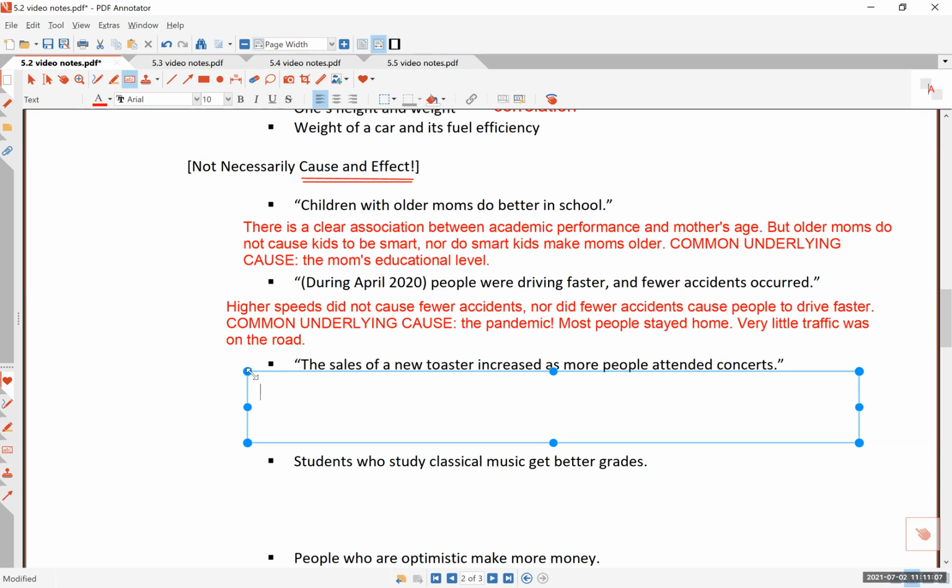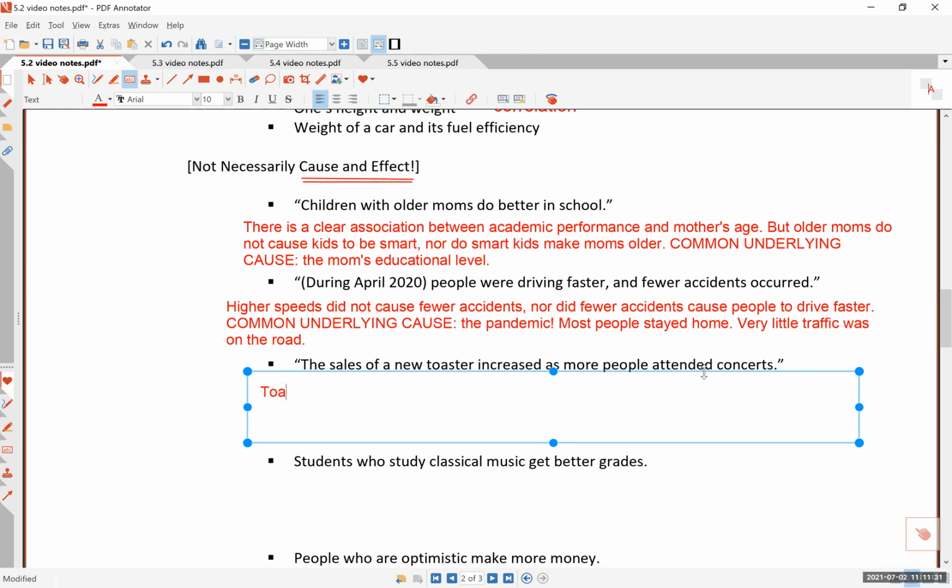The sale of new toasters increased when more and more people attended classical music concerts. I said concert here, and that's true too. But in this particular situation, the number of people who attended classical music concerts increased, and at the same time, they saw a boost in new toaster sales. How would you explain that?